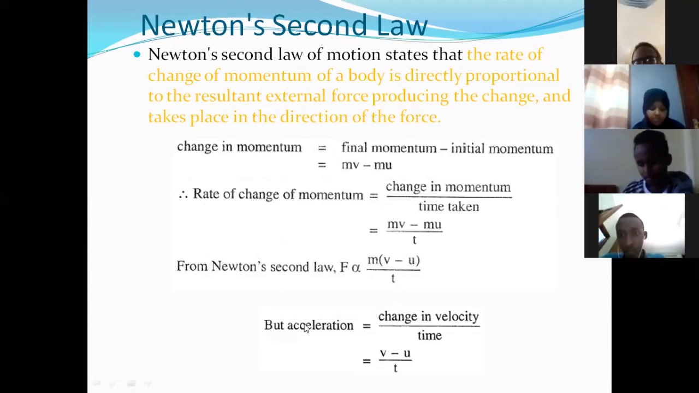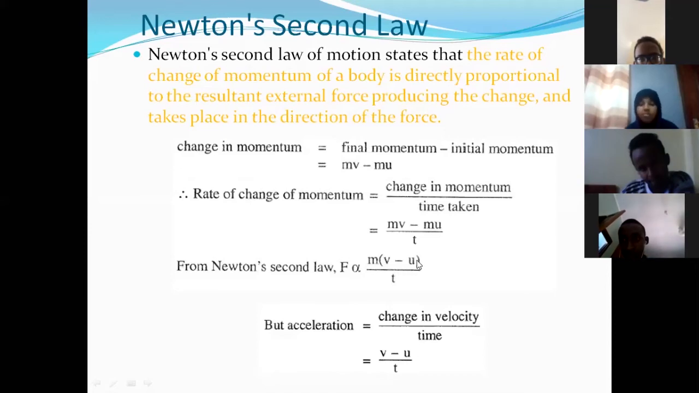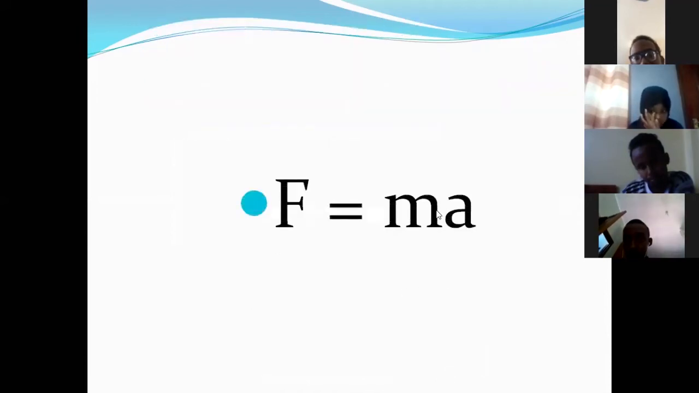And then from Newton's second law, the rate of change of momentum is directly proportional to an external resultant force. So this is the resultant force, and this is the rate of change of momentum. They are directly proportional. So that's how we bring in F. Now, acceleration is change in velocity over time. So when you see v minus u over t, that is the same as acceleration. So that brings you to F is equals to ma.